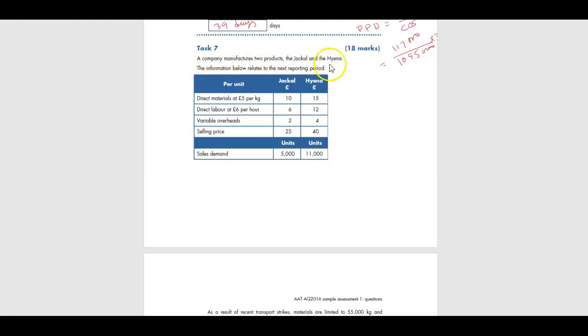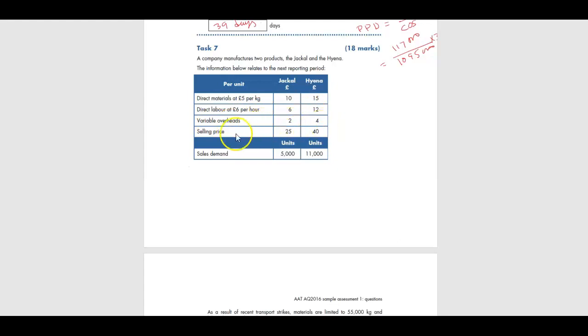Jackal and Hyena, direct material at 5 per kilo. So we can see 10 pound, that means we need 2 kilo here for Jackal. And Hyena we need 15, so that means we need 3 kilo, because 5 pound per kilo. The next point, we have direct labor, 6 per hour. So that means 1 hour we need to make 1 J, and we need 2 hours to make 1 H, because 12 divided by 6 is 2 hours. Variable overhead 2 and 4, selling price 25 and 40. Sales demand 5,000 and 11,000.